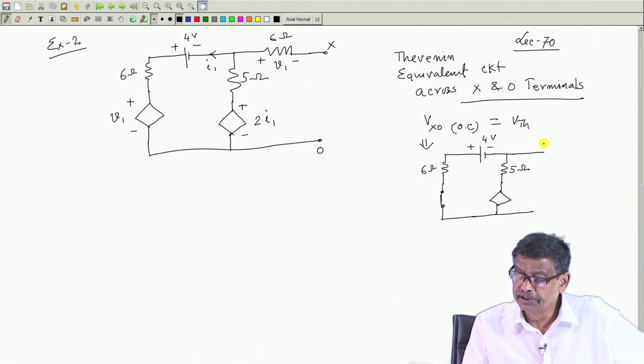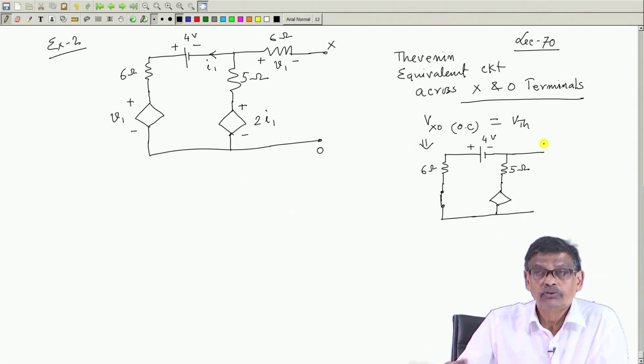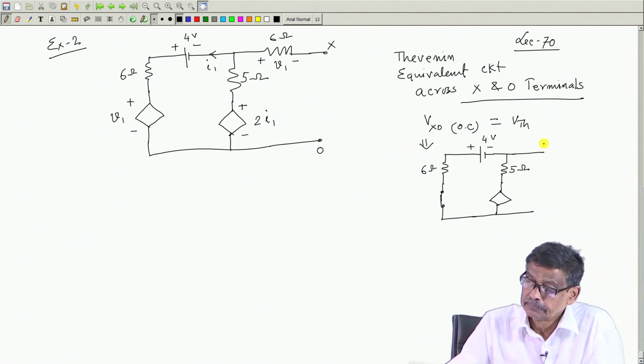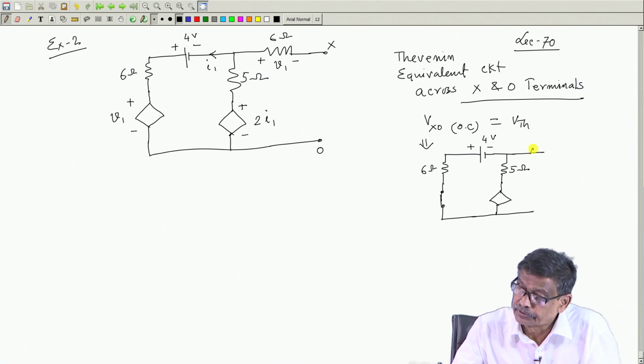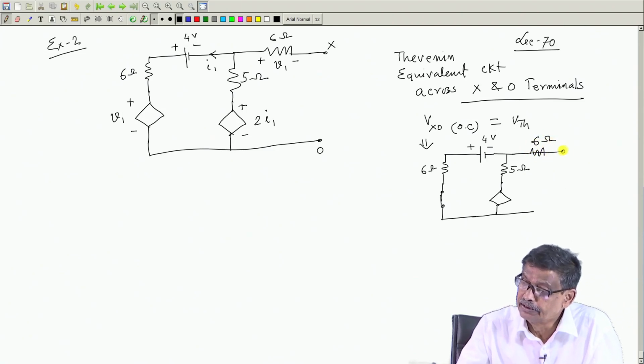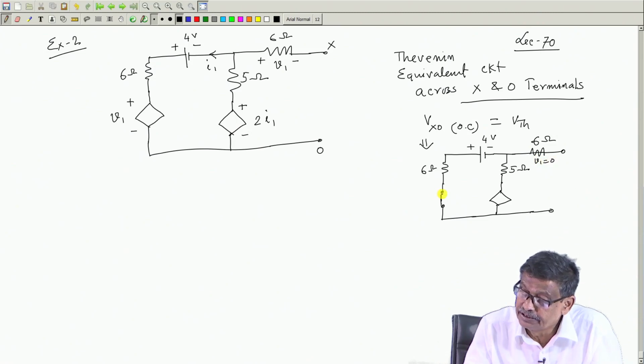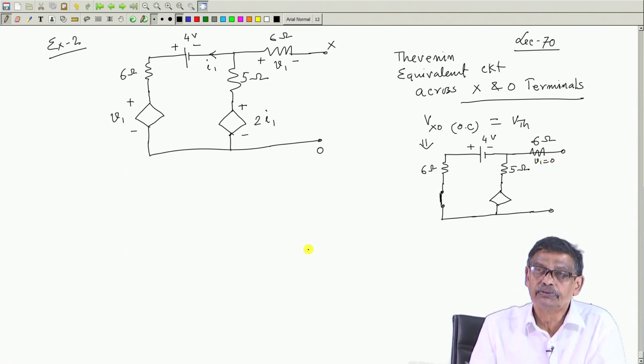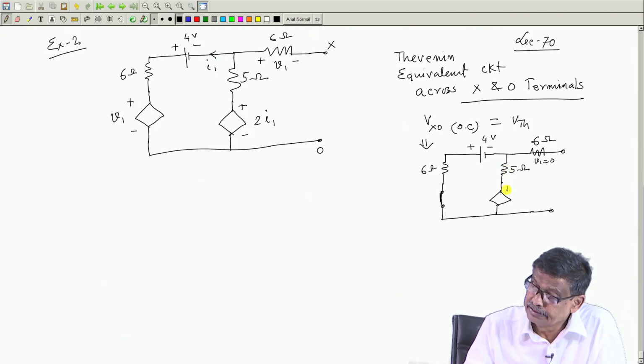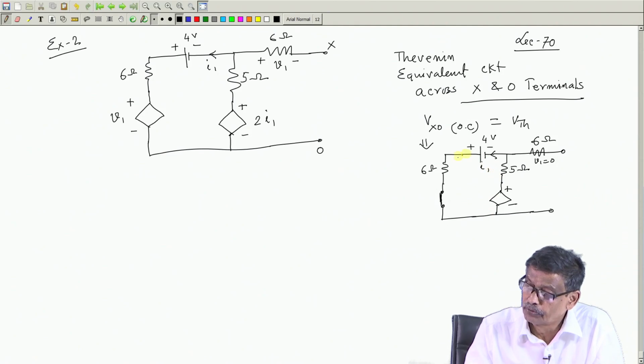So, to find out V Thevenin's, all the sources should be present, and I have taken all the sources. Here 6 ohm resistance is also there. Of course, there is no current here. Therefore, no voltage drop. V 1 is equal to 0. That is why this fellow is shorted. That is what you should understand. So, and this is 2 I 1. Is this current I 1 is 0? No. There is a closed path here. Some current will flow, and this current is 2 I 1.